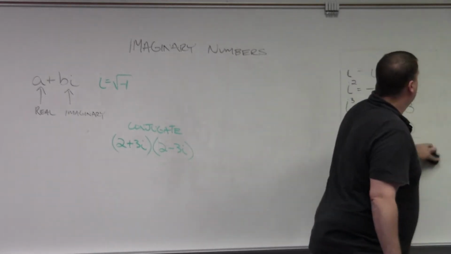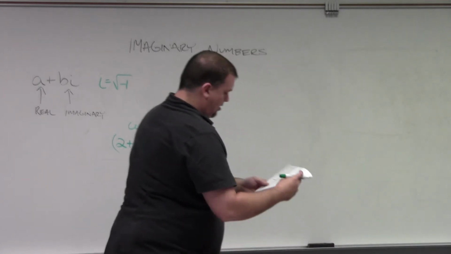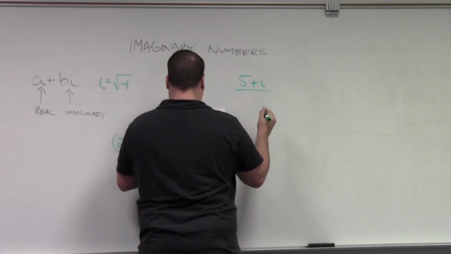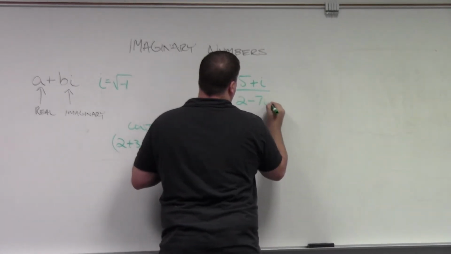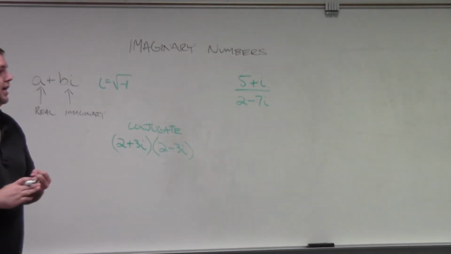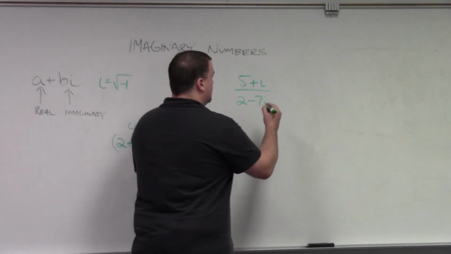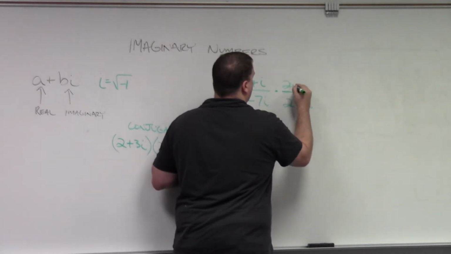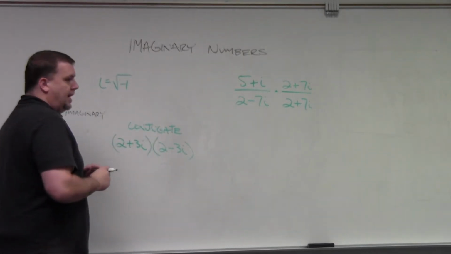I need some room here to take care of that. So on the top, I have 5 plus i over 2 minus 7i. We're interested in clearing i out of the bottom. So what is the conjugate of 2 minus 7i? Exactly, 2 plus 7i. Good job. I've got to take both top and bottom times that conjugate.